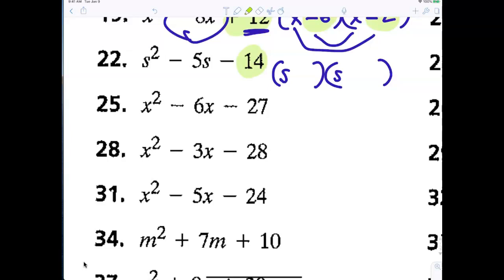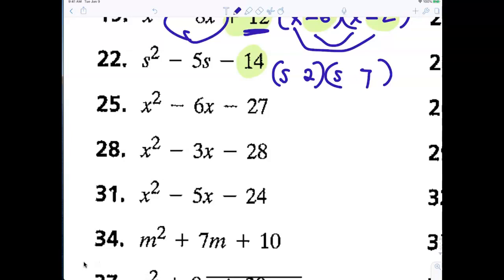This is 14. I need the factors of 14. 2 and... Well, 1 is a factor, but it's not the one that goes with it. 2 times what is 14? That's what we're asking. Sometimes 2 times 8 is 16. Come on, it's all right. Let's go. 2 and 7. Thank you. So now we're going to do 2 and 7.